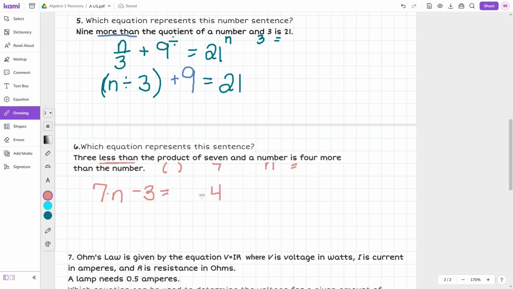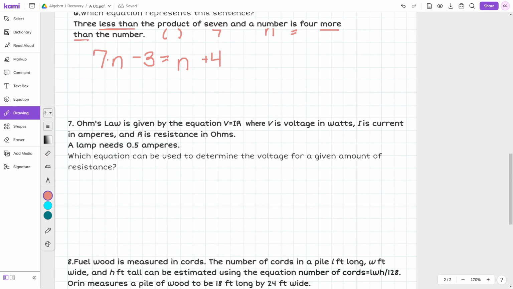Is 4. Remember, that's going to go in the back because it says more than. So 4 more than a number. Okay? Very literal. If you try to reinterpret or read it, you know, change it up a little bit, that's when you start messing up. Just be very literal.